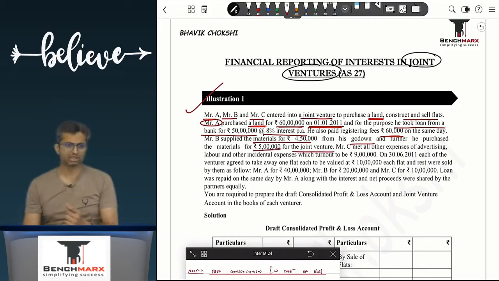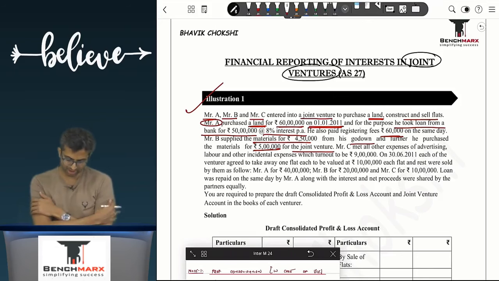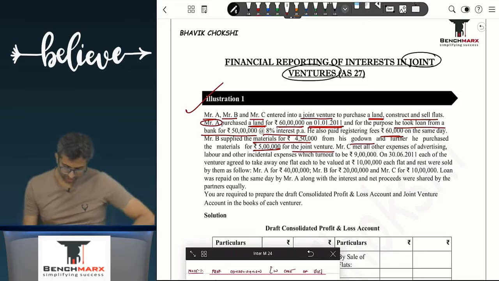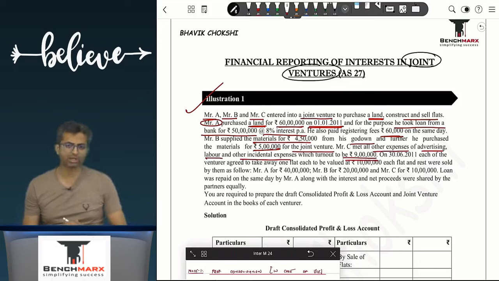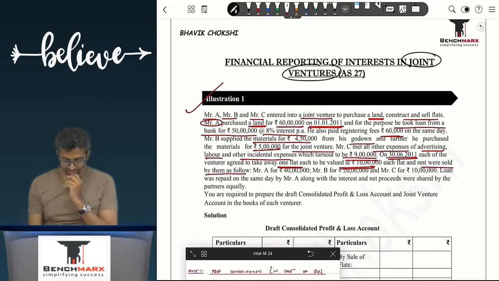So some materials they have supplied and they purchased for the joint venture. Mr. C met all other expenses of advertising, labor and other incidental expenses, which turn out to be 9 lakhs. This is all done by Mr. C. On 30th June 2011, that is 6 months later, each of the venturers agreed to take away one flat to be valued at 10 lakhs each, and the rest were sold by them as follows. Mr. A for 40 lakhs, Mr. B 20 lakhs and Mr.